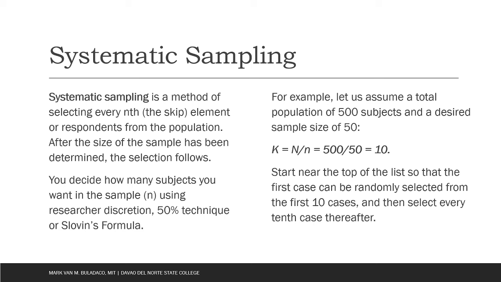Let's say, for example, your sample size is 25 and your skip is 3. So every third member of the population, based on the counting, will be part of the members of the sample until you reach the 25 sample size.